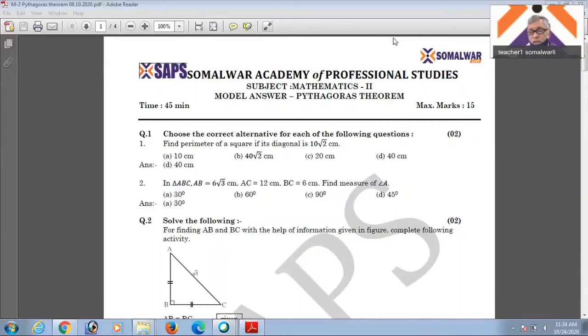Students, Pythagoras theorem and its application. There are two things in this particular chapter. What is the difference between the Pythagoras theorem and application of it?